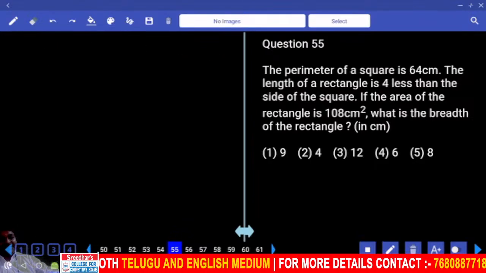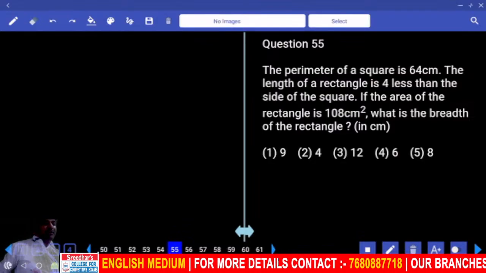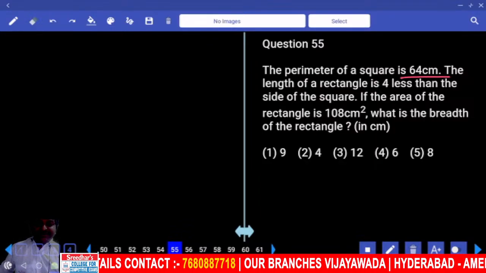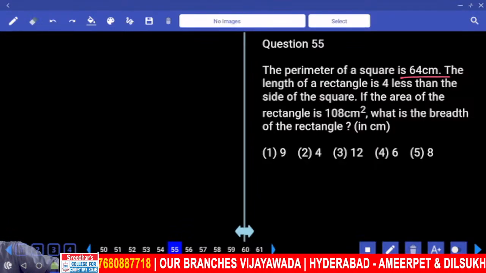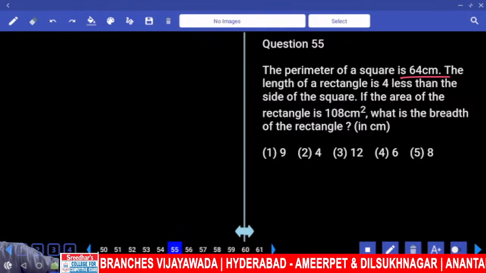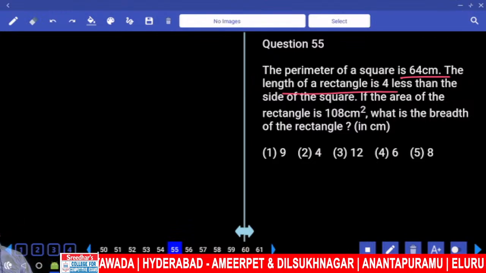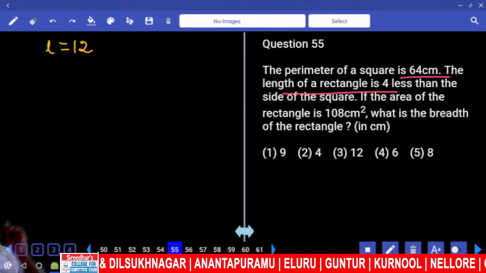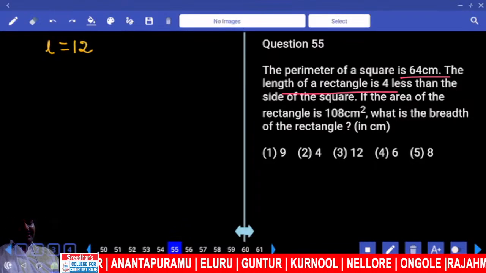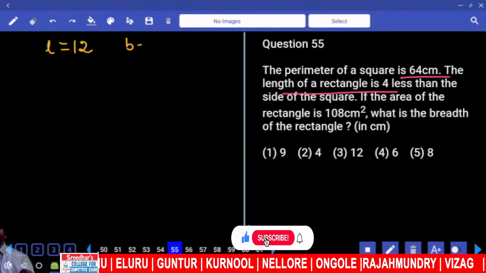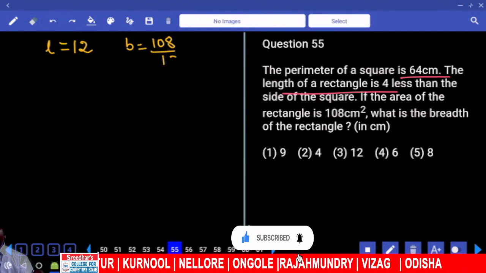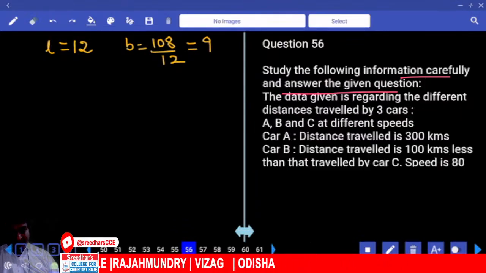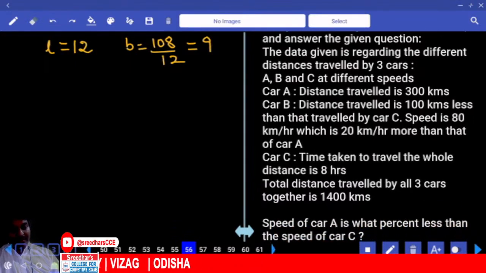The perimeter of the square is 64 centimeters. The length of the rectangle is 4 less than the side of the square. Perimeter of the square is 64, so 4A is equal to 64, then A is equal to 16. Length of the rectangle is 4 less than the side: 16 minus 4 is 12. Length is equal to 12. Area of the rectangle is 108. Then breadth will be equal to 108 divided by 12, which is equal to 9. What is the breadth of the rectangle? 9. Right?